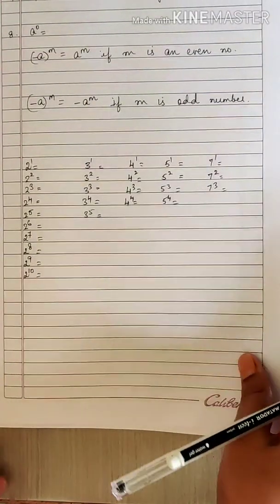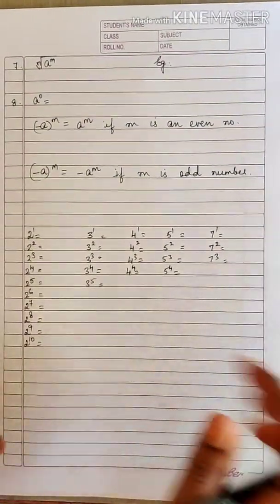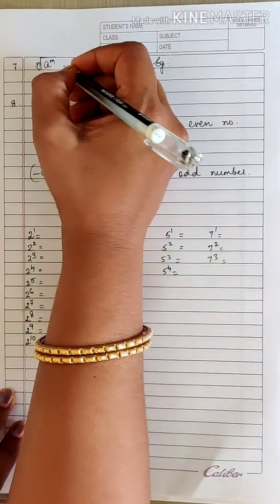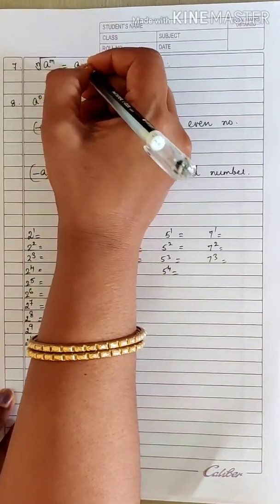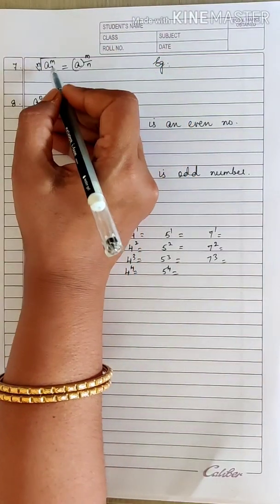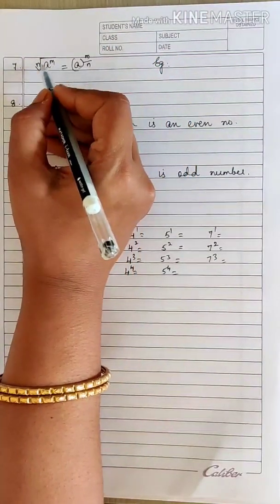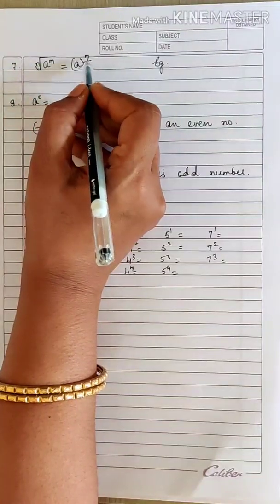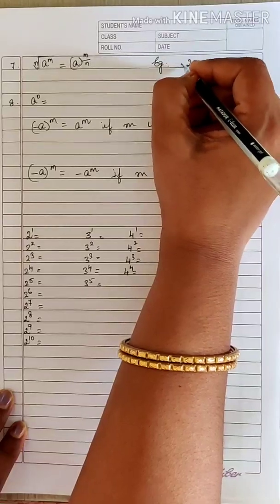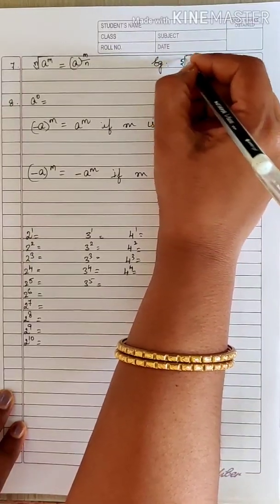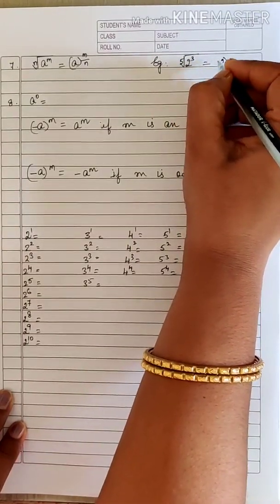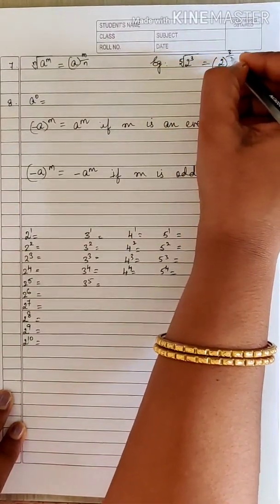Moving to the next one, nth root of a to the power of m, that will become a to the power of m by n. Here already the power of a is m and this is nth root, so this becomes a to the power of m by n. Fifth root of 2 to the power of 3 will become 2 to the power of 3 by 5.